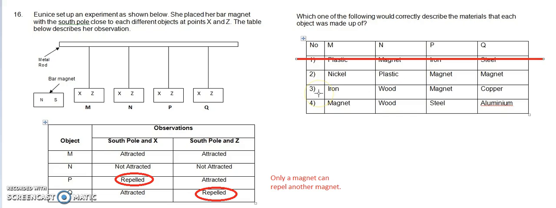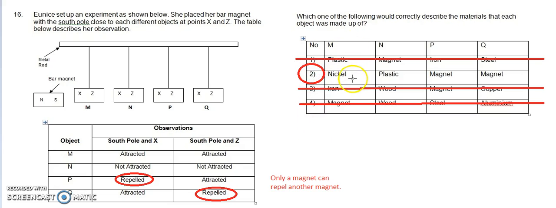But let's take a look at option 3. Iron, attracted, possible. Wood, not attracted, which is also possible. Option 3, repelled and attracted, magnet, is possible. Option 4, attracted, repelled, copper, is not possible, because only a magnet can repel another magnet. So Q must be a magnet. So option 3 is also out. Option 4 again says that P and Q are steel and aluminum. So option 4 is also out. And that leaves us with one option, which is option 2, which is the answer.